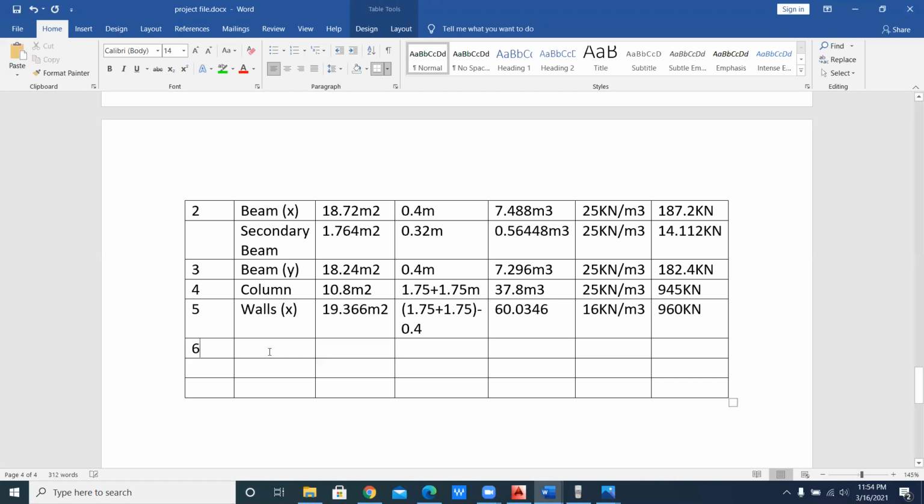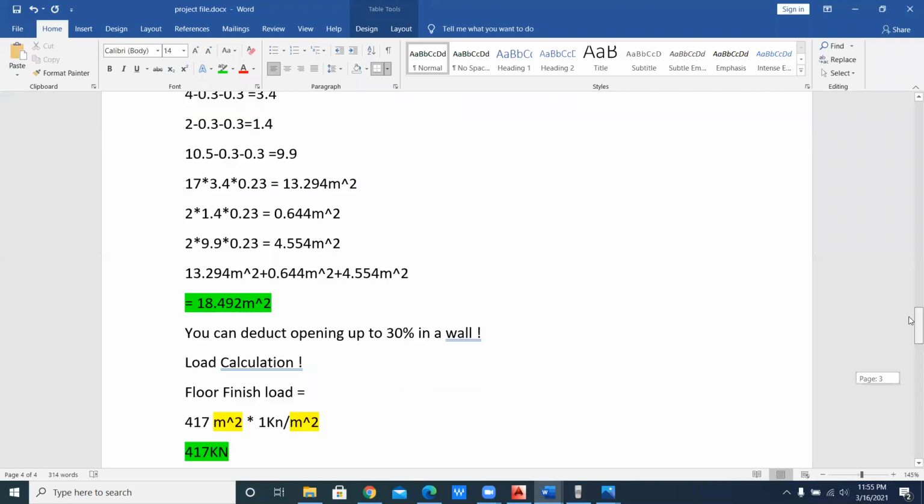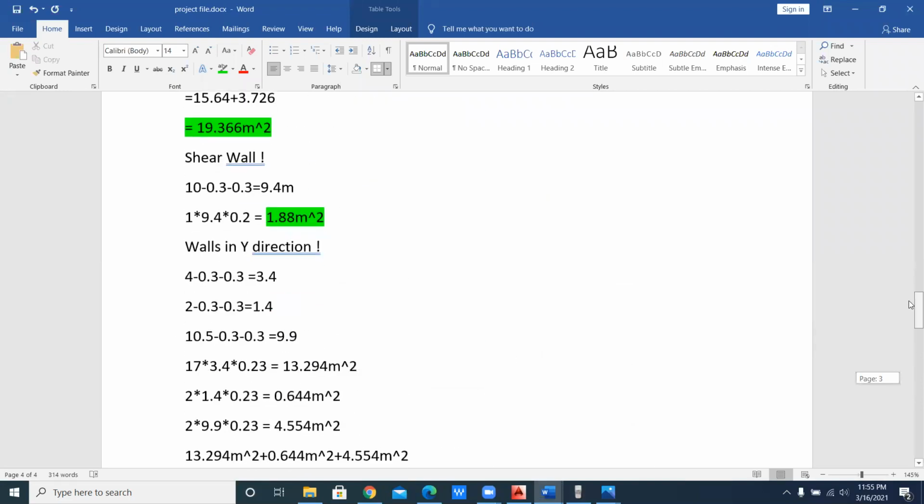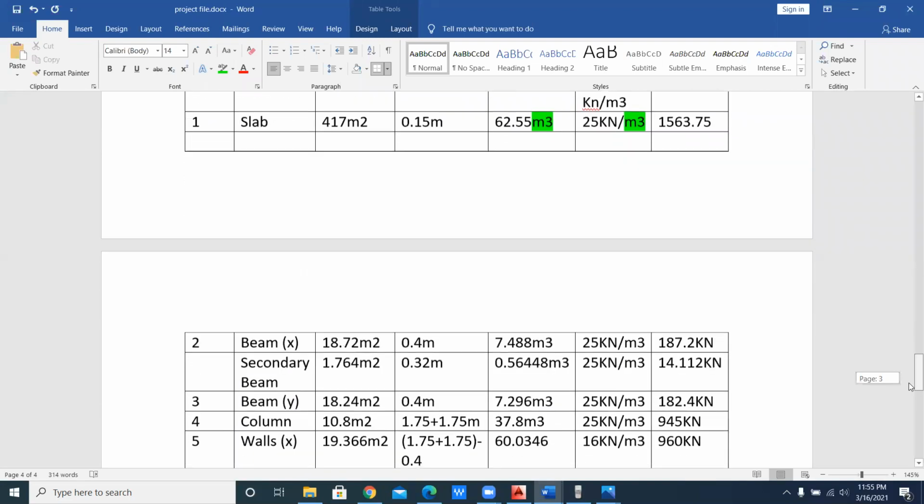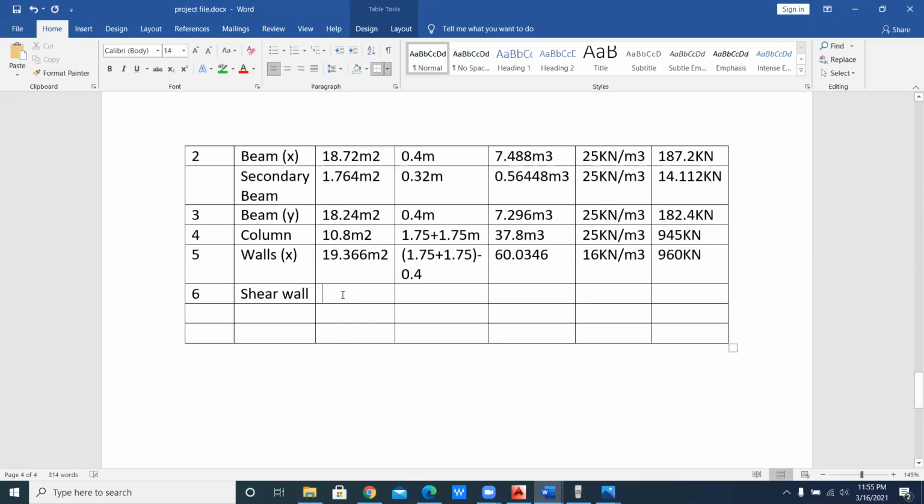Now I am going about the 6. What is 6? Basically that is shear wall. You go for it and first of all you have to find the area of the shear wall. That's 1.88 meter square. You write here 1.88 meter square. Okay, this one is basically for the shear wall in x direction.